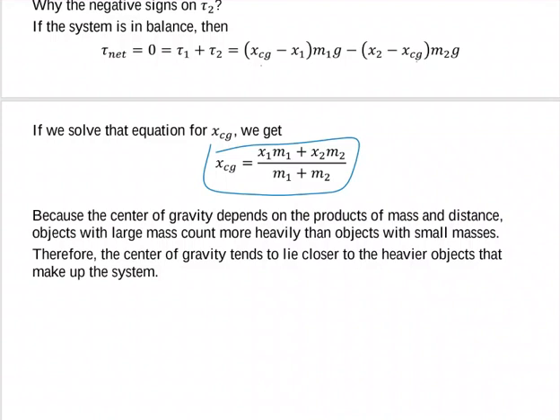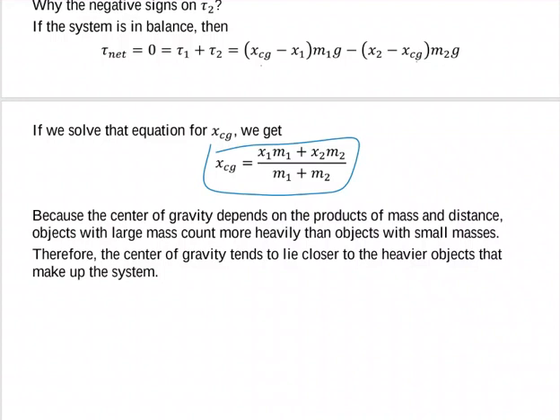It kind of is. Because the center of gravity depends on the products of mass and distance, this tells us that objects with large mass count more heavily than objects with small mass. Therefore, the center of gravity tends to lie closer to the heavier objects that make up the system. You can think about that conceptually on the human body, for example. Your center of gravity tends to be where the more massive parts of your body are. So your center of gravity is more in the torso than towards your feet, right? Because more of your mass is in the torso area, okay?